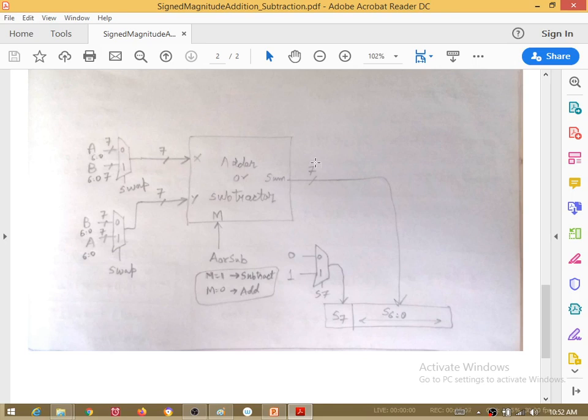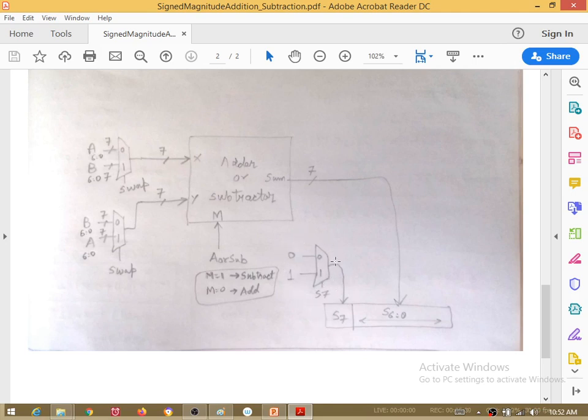This is the sum, which is a 7-bit sum, and there is going to be a carry out which I am going to neglect. This 7-bit answer directly goes as the 7-bit answer or the 7-bit sum that I have, starting from S6 to S0. Remember that the sign of the final answer I have to artificially determine based on the table.